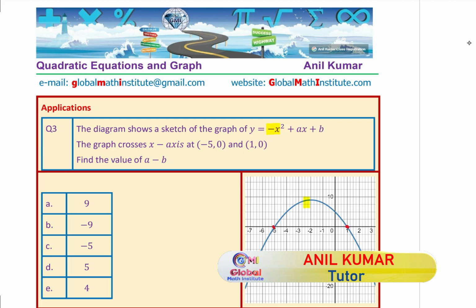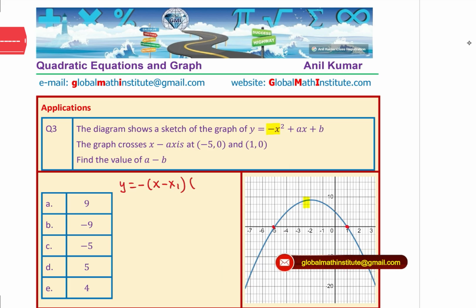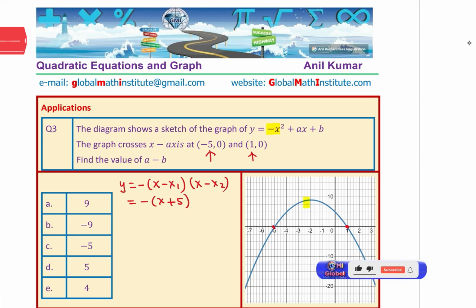So I hope the concept is clear. Let's now simplify and answer this question. Now, since it is opening downwards, we'll write this as y equals to minus of x minus x1 times x minus x2, right? The two roots given. So minus of x minus, one of them is minus 5, the other one is 1. So that becomes plus 5 times x minus 1. Is that clear to you, right?